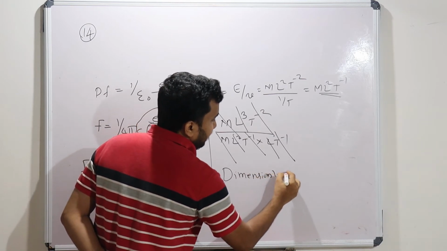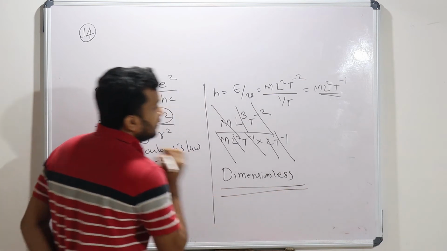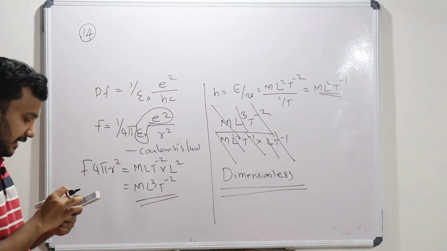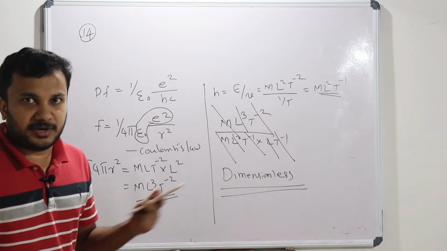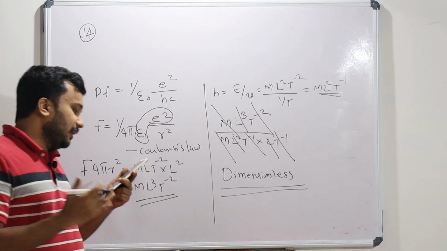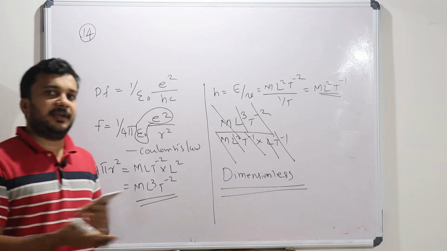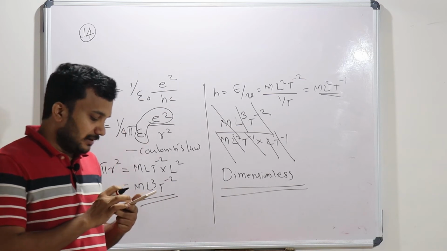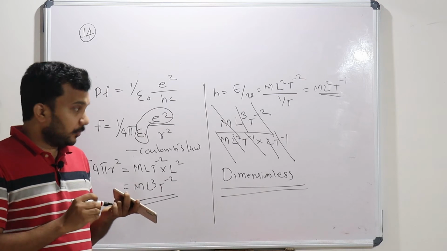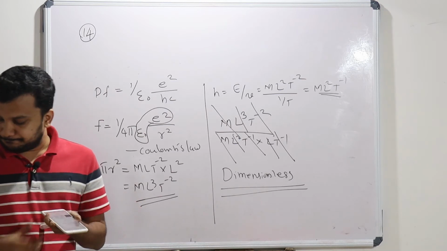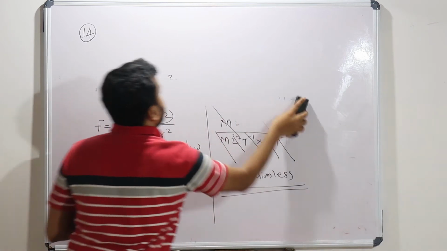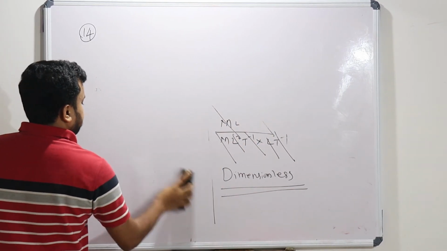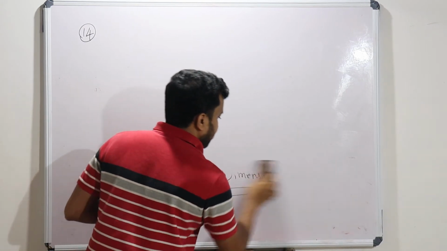dimensionless quantity, which means whatever is given in the question has no dimension. No dimension means which option matches that? No dimensions: M raised to 0, L raised to 0, T raised to 0, A raised to 0. So this is a dimensionless quantity. Okay, fine. Let's move to the next question.